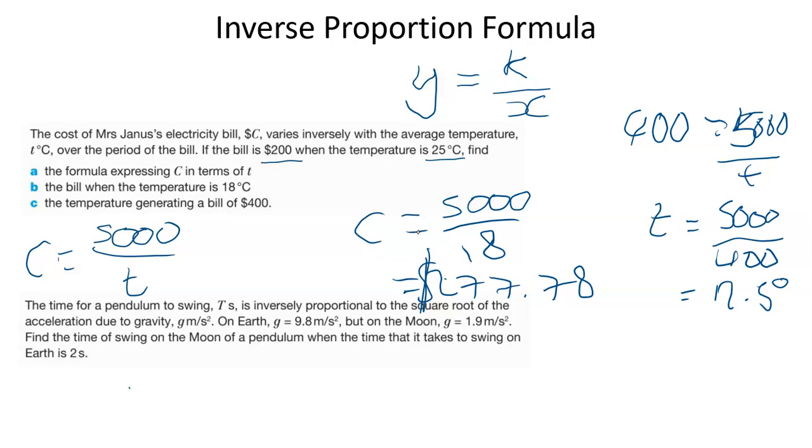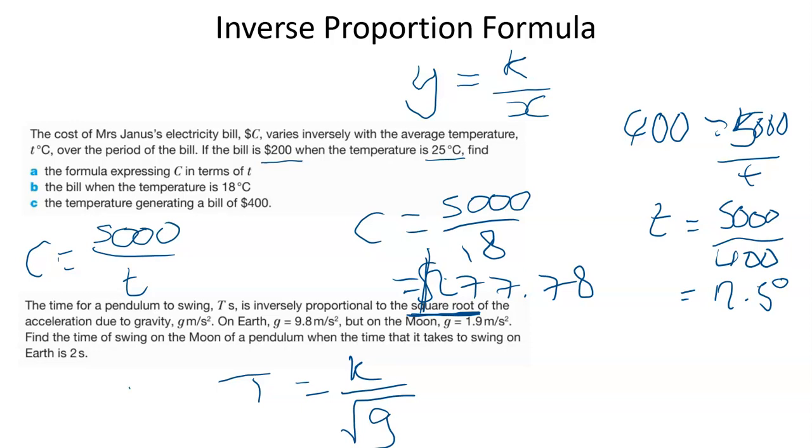Now, this is a much harder question, but it's only harder because of the way that it poses it. It sort of tries to confuse you with where the numbers are. So let's have a look. The time for a pendulum to swing is inversely proportional to the square root. So you've got to spot that. A lot of people don't go, oh, t is inversely proportional to g, and they'll just say t equals k over g. But it's not, because it says the square root of the acceleration due to gravity. So you've got to put that in as well.